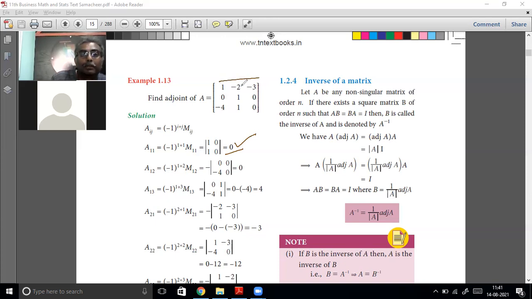M of 1, 2 is equal to this one; this row and this column you take away. 0, 0, minus 4, 0. That's correct. Okay, this is correct. 0 into 0, minus 4 into 0. Again, this also is 0. Correct. Then a of 1, 3, this one.